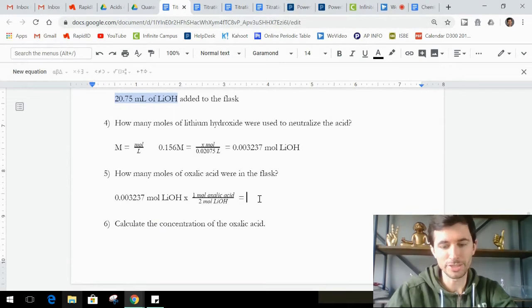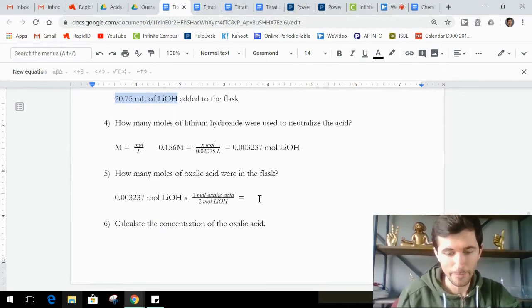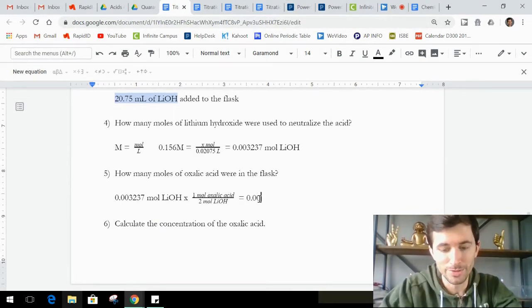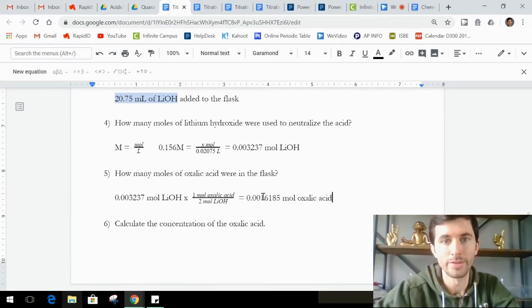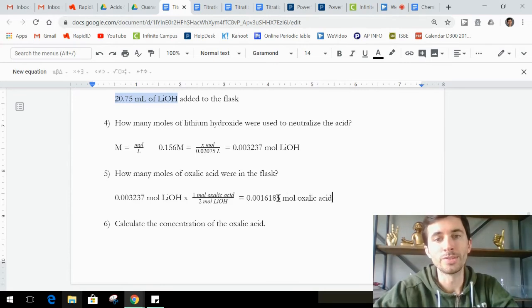Okay, so pretty much just divide it by 2. So I'm going to just divide the moles by 2, and I'm going to use all the numbers because I'll do sig figs at the very end. Here we go. Right, 0.001619 moles of oxalic acid. Cool.